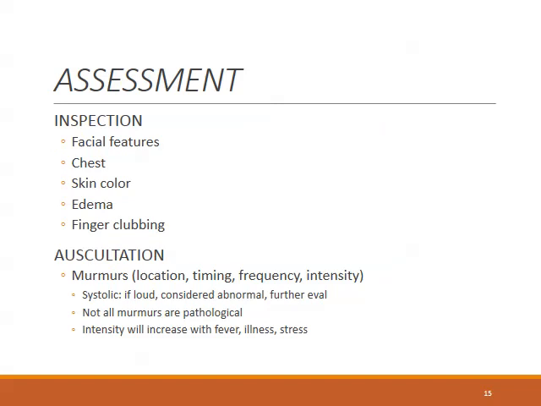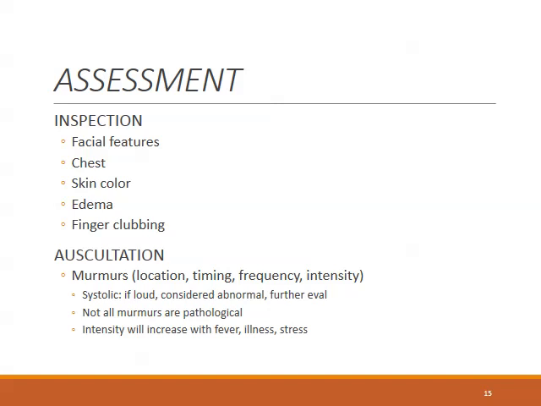In those assessments, you need to inspect their facial features. You want to make sure that they're growing. You should be able to tell if they're not growing up to speed, or if they have some type of congenital defect such as Down syndrome. You need to inspect their chest, their skin color, look for any edema, any finger clubbing.